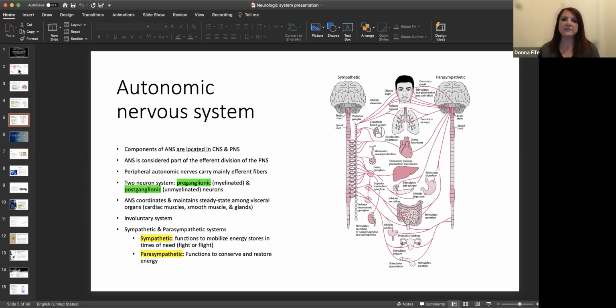And it's divided into the sympathetic and parasympathetic systems. Now, the sympathetic is the fight or flight. It functions to mobilize energy stores in times of need. Parasympathetic functions to conserve and restore our energy.